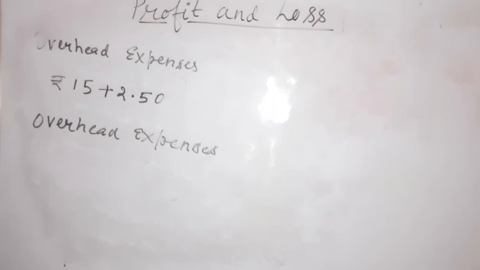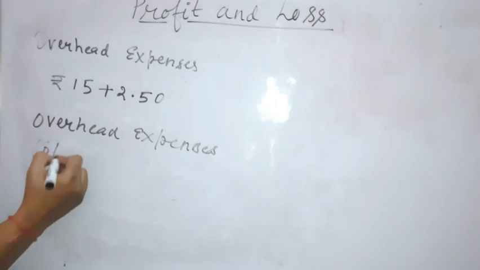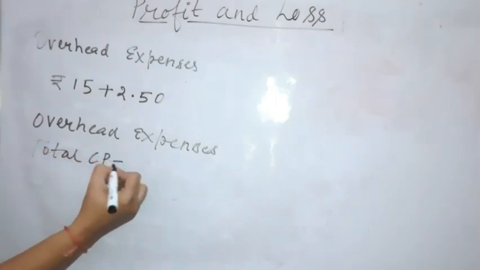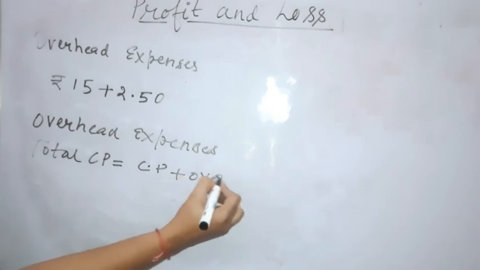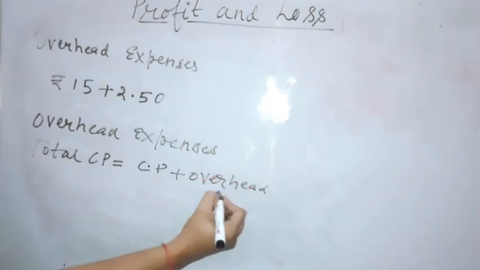So whenever you want to find out the total cost price, in some of the questions these overhead expenses will be given to you separately. So in that question what you have to do is find the total cost price, and the total cost price will be found by cost price plus overhead expenses.